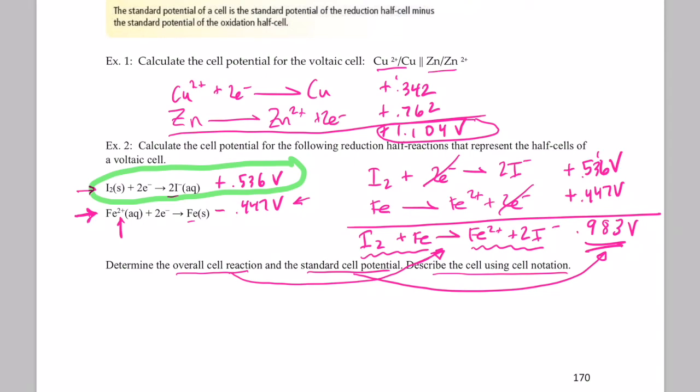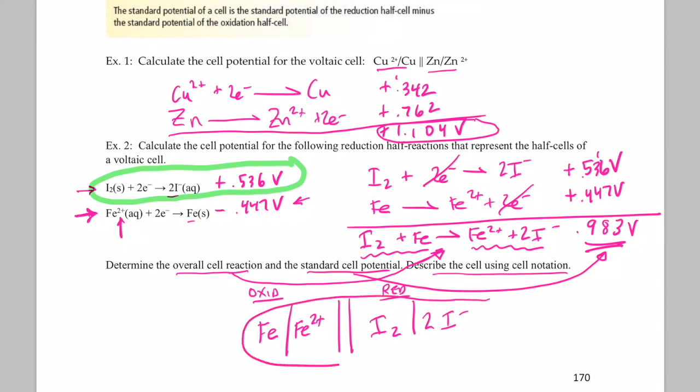Now my cell notation, we're going to start by drawing two lines that are parallel to each other, written vertically. And then on the left side, I'm going to write an abbreviated form of my oxidation reaction. And in that process, Fe became Fe2+. And then on the other side of those parallel lines, I'm going to write an abbreviated form of my reduction reaction, and that's where I2 became 2 I negatives. So this is called the abbreviated cell notation, and we'll master that shortly.